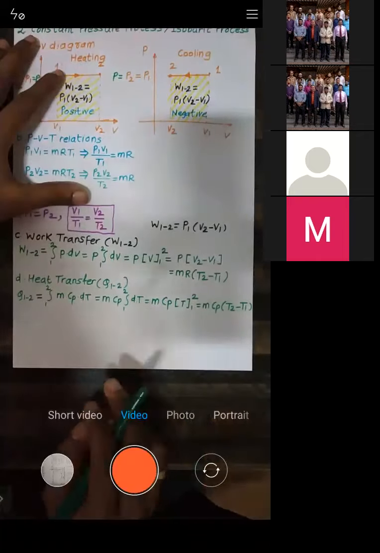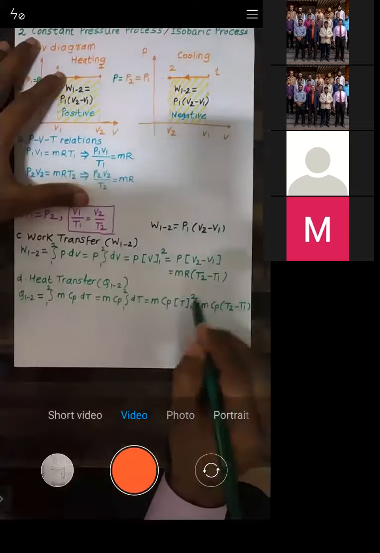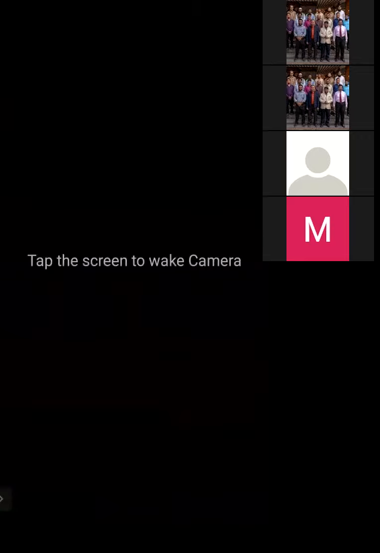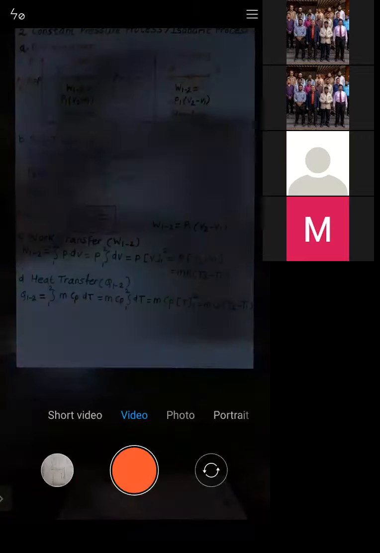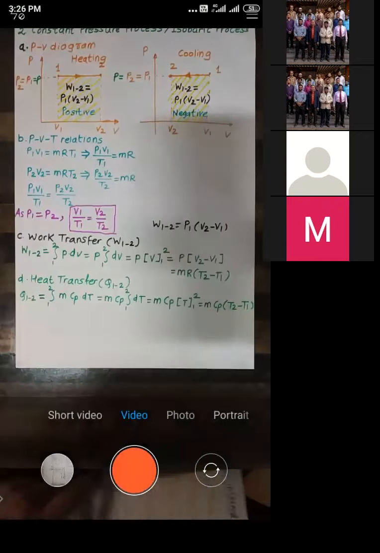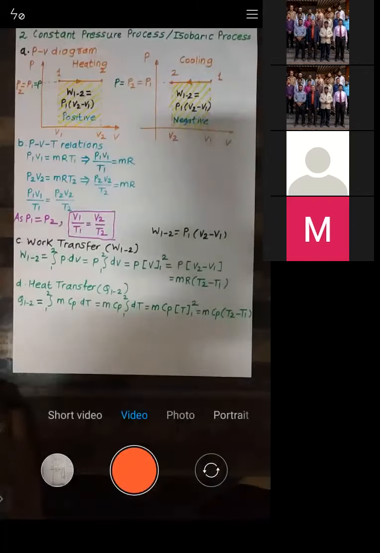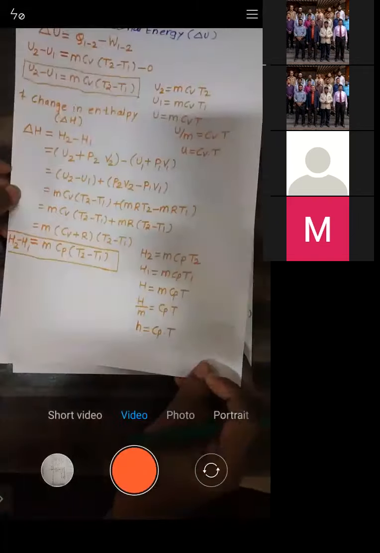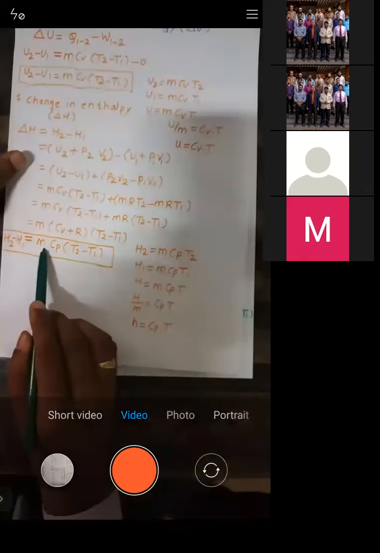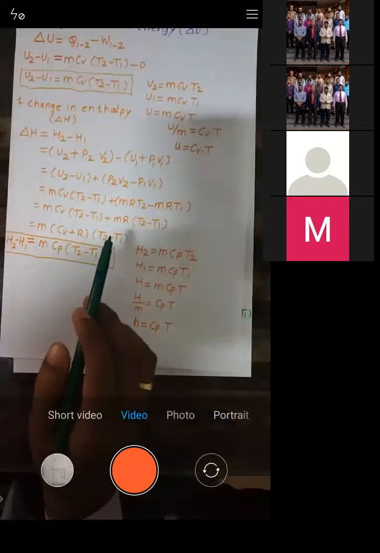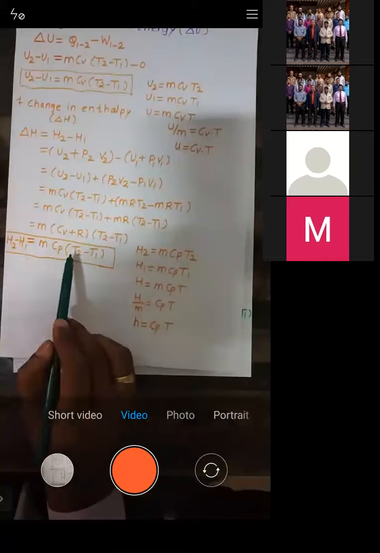Yes, sir. Now try to understand this formula. I have already explained it. In the last lecture only, we have seen this formula, mCp (T2 minus T1). Just try to recollect it. Here it is in front of you. What is mCp (T2 minus T1)? Can you see this? In the last lecture only, I told you.